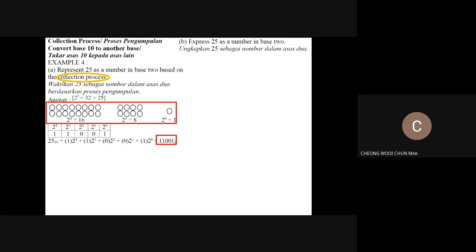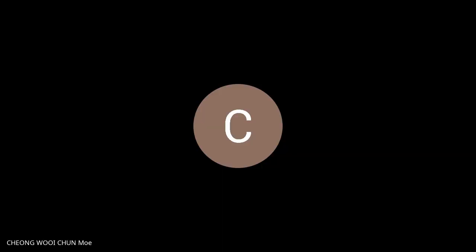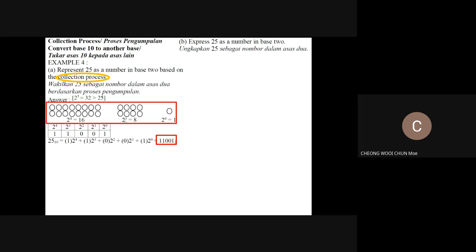Okay, calculation. So from here, I need to get 2 power 4. 2 power 4 is 16. That means 16 circles: 2, 4, 6, 8, 10, 12, 14, 16. So total 16 circles. Then after 2 power 4, I get 2 power 3. 2 power 3, what do you get? You get 8. Because the maximum is 2 power 4, not 2 power 5 anymore. So 2 power 4, then 2 power 3, then 2 power 2, 2 power 1, and 2 power 0. Why do I use 2 power 3, which is 8?